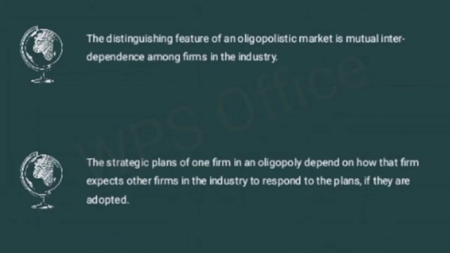Consequently, when one firm in an oligopoly changes its conduct, other firms in the industry have an incentive to react to the change by altering their own conduct. Thus, the feature of an oligopolistic market is interdependence. The strategic plans of one firm in an oligopoly depend on how that firm expects other firms in the industry to respond to the plans if they are adopted.